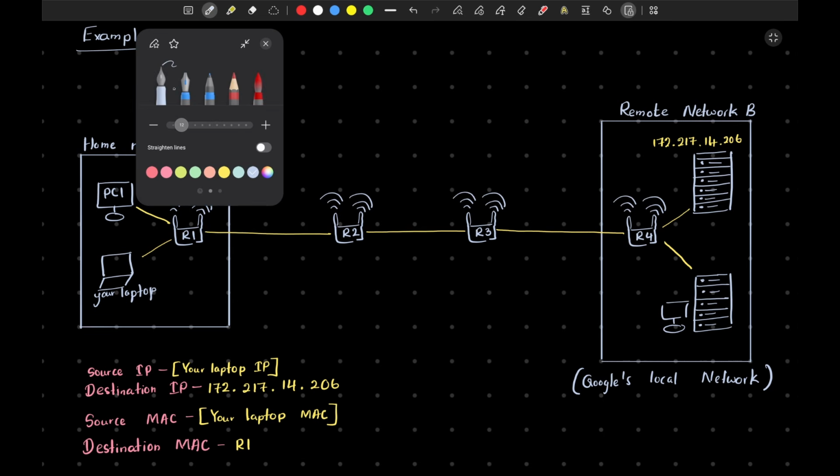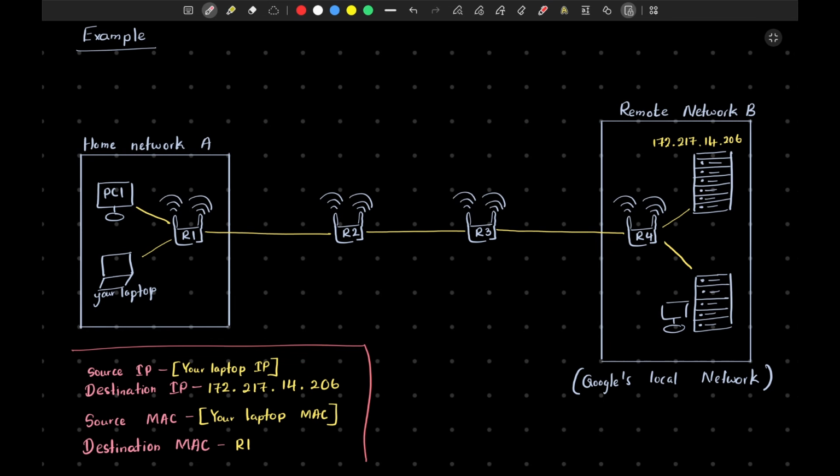So this is the first frame. This is not the actual frame format. I'm just taking the important parts out of the frame. We have source IP. It should be your laptop's IP, because you are the one who is sending the data. And then we need to have the destination IP, because destination IP is the one to which the data needs to be sent, which is our Google's network.